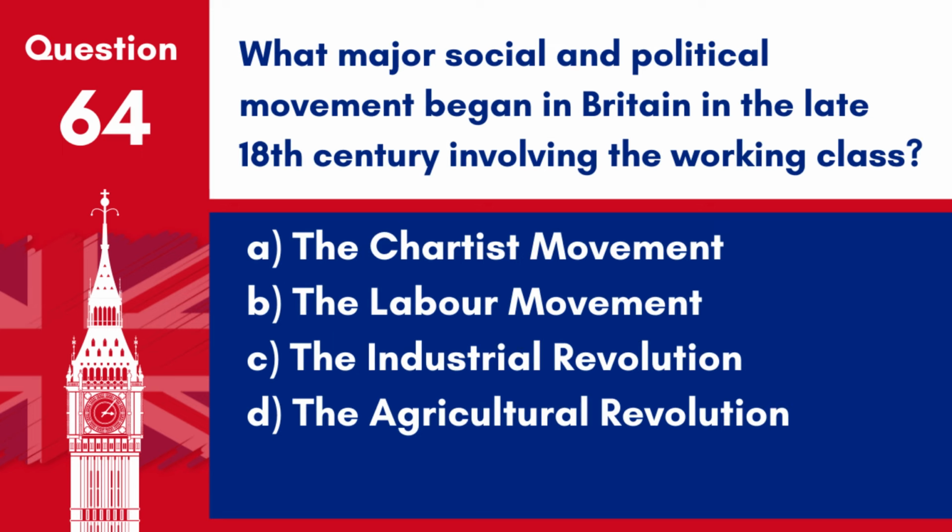Question 64. What major social and political movement began in Britain in the late 18th century involving the working class? A. The Chartist movement. B. The Labour movement. C. The Industrial Revolution. D. The Agricultural Revolution. Answer. A. The Chartist movement. The Chartist movement, which began in the late 18th century, was a significant working-class movement that sought political reforms and greater rights for the working class.